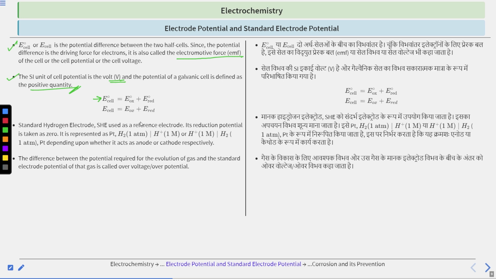E is potential difference, or electromotive force. And you can represent it in standard form where all the conditions are standard, and you can represent it in normal form.